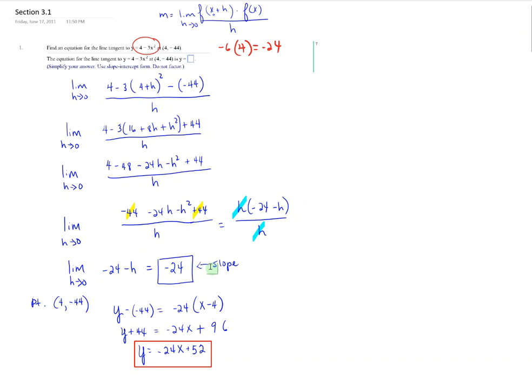So I now have the slope, and I was given this point. So the point slope form of the equation is y minus y1 equals m times x minus x1. So we have y minus a negative 44 equals negative 24 times x minus 4. Simplify all of that, get it into the slope-intercept form, and you have y equals negative 24x plus 52. That is going to give you your answer.